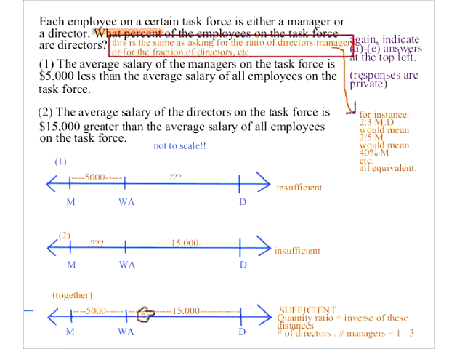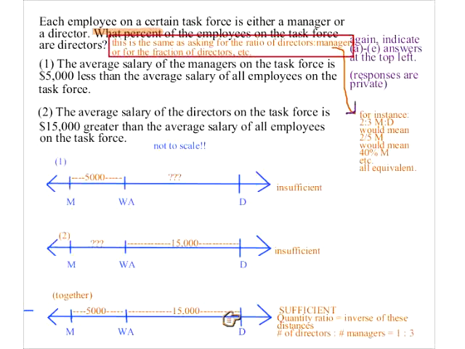If you think intuitively about this situation, you've got this situation going on here. Yes, you can pay them whatever you want independently of how many there are, but the fact that the weighted average is precisely this close to managers versus directors is why you've got to have a certain number of people.